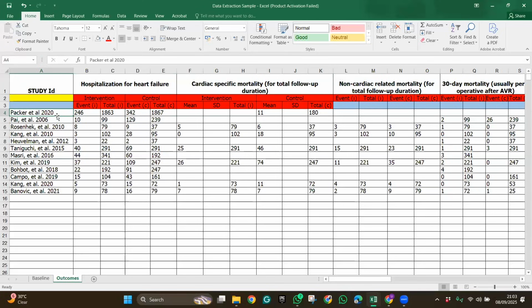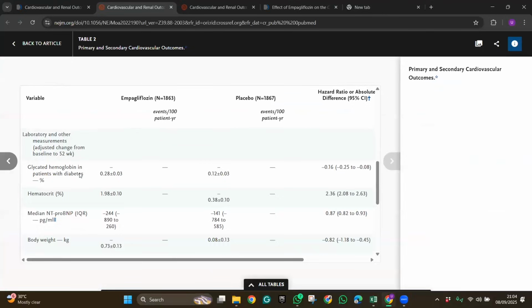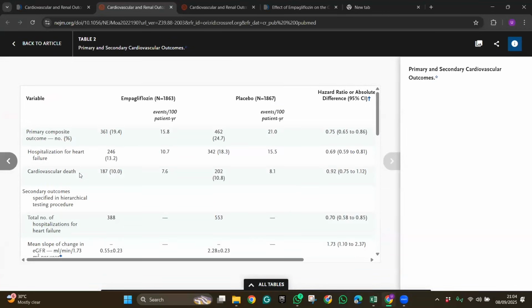But how exactly are you going to extract the data for the second study? And how are you going to add it into the extraction sheet, right? So let's say this second study is Pi et al. 2006, right? Acha, one thing you should keep in mind, okay, let's say this was my first study, right? And it reports around, let's say, 15 outcomes.